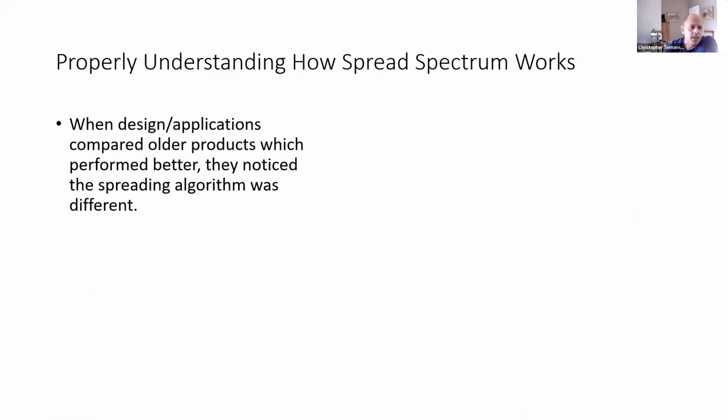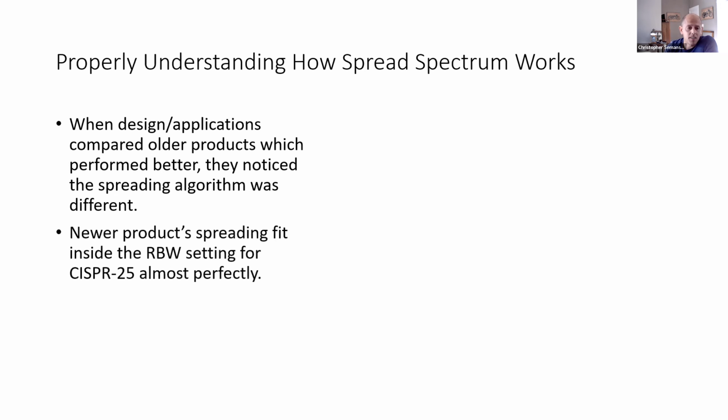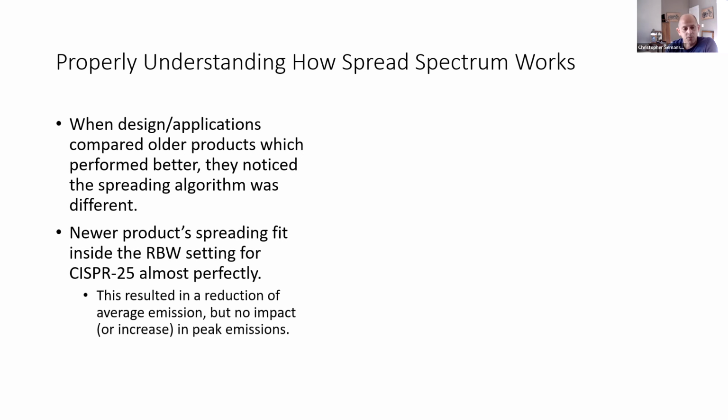When the design and application engineers compared older products, which performed better, they noticed the spreading algorithm was different. The newer product's spreading fit inside the resolution bandwidth setting. After looking at it, I have some pictures in a second, the newer product's spreading fit almost perfectly inside the RBW settings for CISPR 25. And this resulted in a reduction in average emission, but no impact or sometimes an increase in peak emissions.